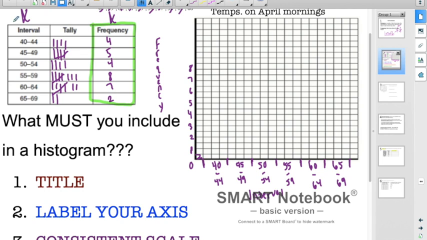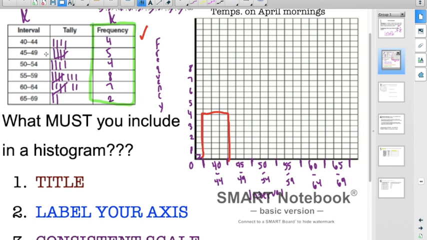I look at my first interval, 40 to 44, and so that means I'm right here, and it occurs 4 times. So I'm going to draw a nice bar up to 4, connecting it to my 40 to 44, and then going back down. Okay, so that was my first interval frequency.